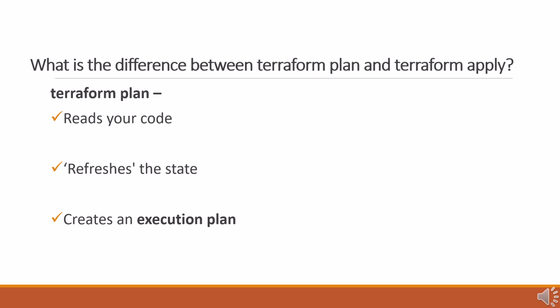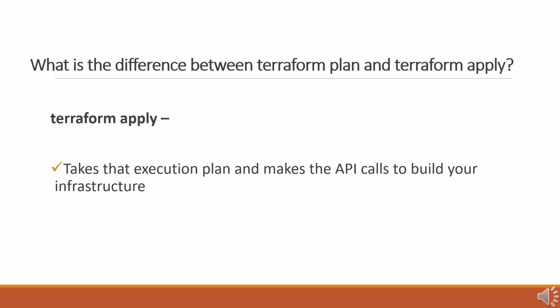When you run Terraform plan, Terraform does 3 things. First, it reads your code. Second, it refreshes the state by checking your actual cloud provider to see what's actually there. Third, it creates an execution plan. It's a preview that tells you exactly what will be created, updated, or destroyed. Terraform apply, on the other hand, is the go button. It takes that execution plan and makes the API calls to build your infrastructure.